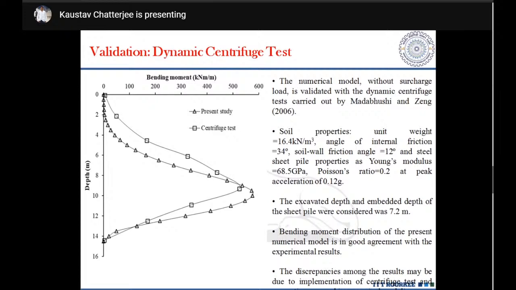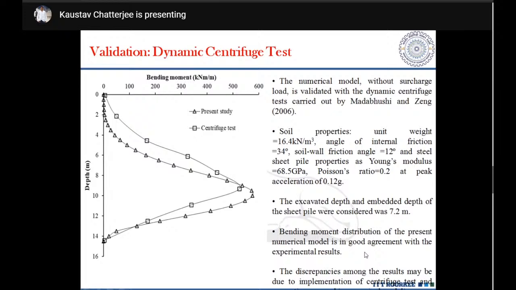Now, any numerical work, as I have told in the case of pile foundation also, needs to be validated. So what we have done here is validate our work with the dynamic centrifuge test results of Madabushi and Zeng, carried out at Cambridge University in 2006. These are the various soil properties and pile properties, and we have seen that the bending moment distribution of the present result, compared with the numerical result and the experimental result, shows good agreement. There is certain discrepancy, and it may occur.